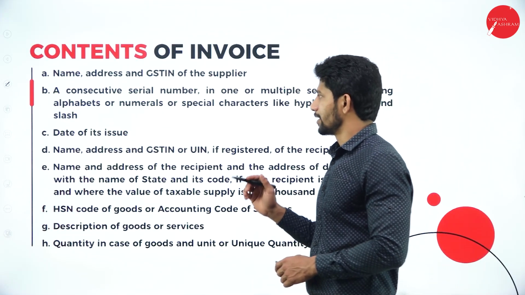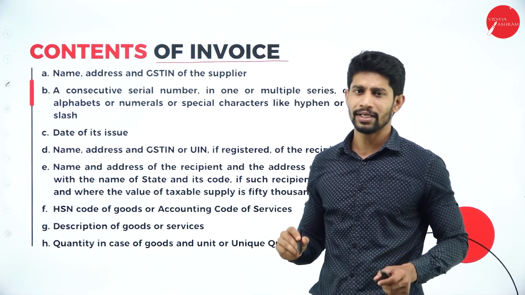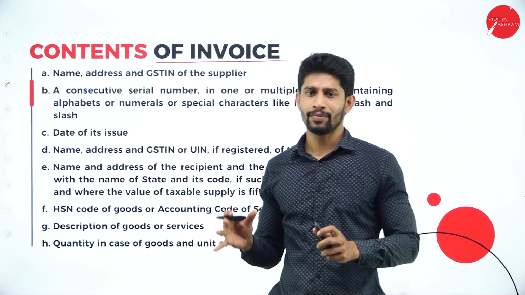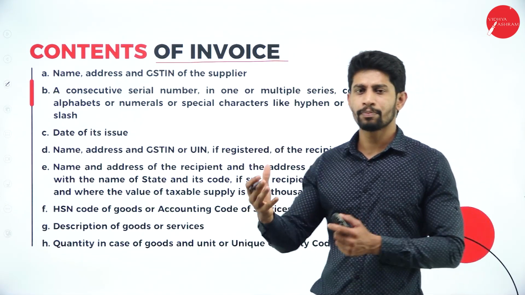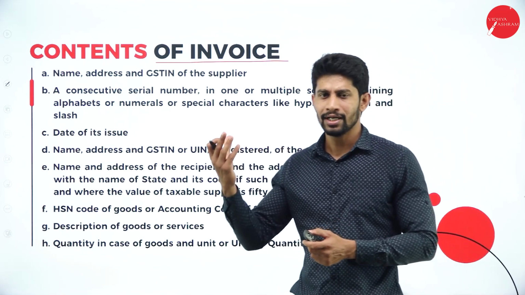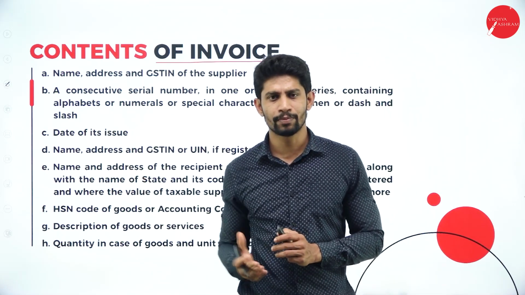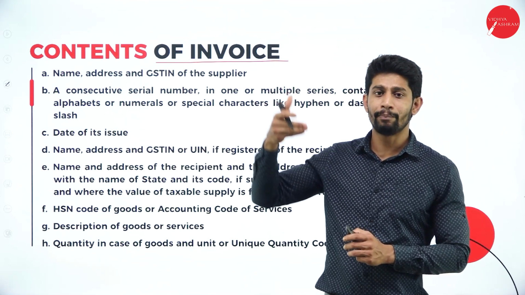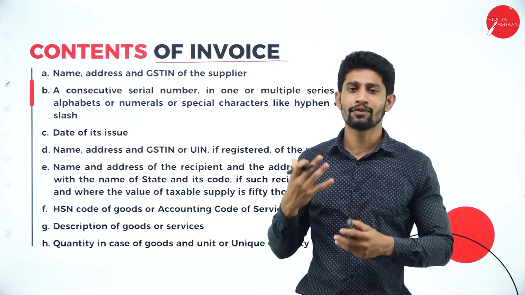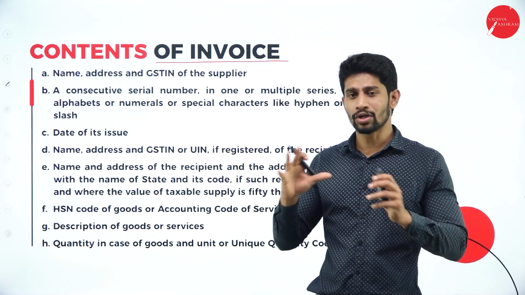Moving further, the contents of an invoice. What all contents will be there in the invoice? For example, you go to a mall to purchase a t-shirt. You go to a billing counter, you pay 1000 rupees and he will give you the bill, right? What all content will be there in that bill, that is the content of a tax invoice. That's it. You need not worry much.